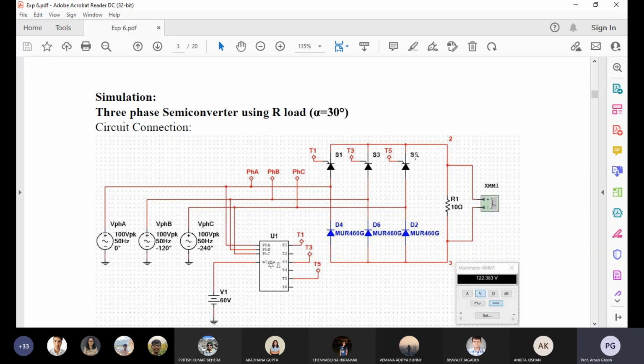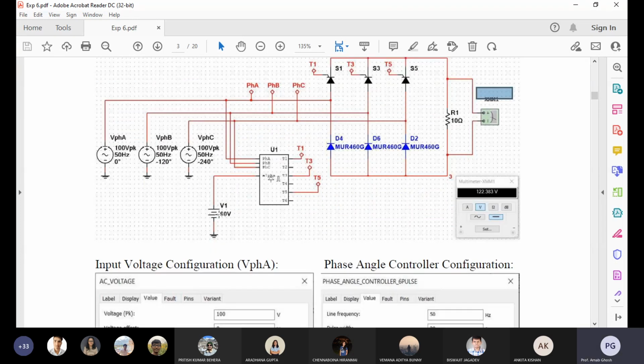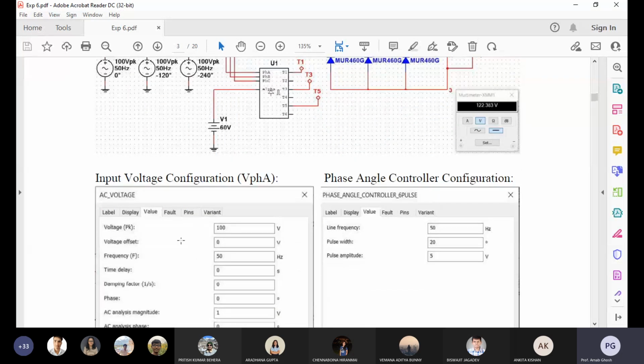We are just going to find out the waveforms. Different phases are there, so you can fetch the waveforms, and the parameter values are already given here: input voltage configuration, phase angle controller, frequency, pulse width, everything is given. When you are simulating, you will get help from this table and these values while preparing your simulations. Then we go for the transient analysis for plotting the waveforms.